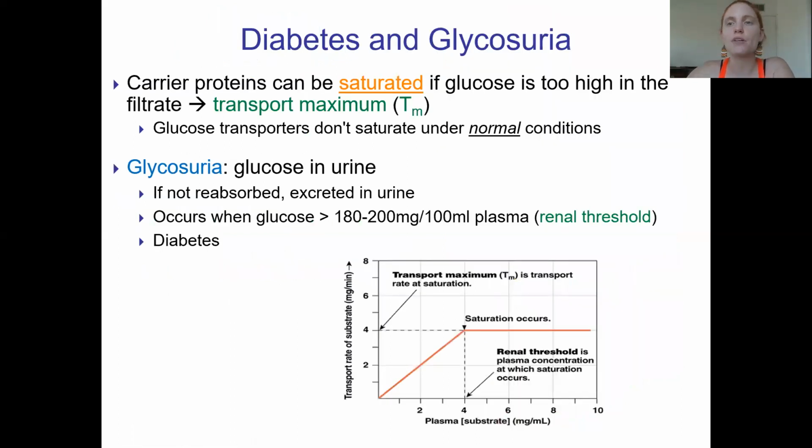Now let's talk about what happens with diabetes. So for diabetes, the amount of glucose in the blood is very, very high because without insulin or with insulin insensitivity, you're unable to get the glucose into the cells because you don't have glucose transports in the cells of the body, so they can't bring it in. And if the cells can't bring the glucose into them, it's going to be very high in the blood. It'll just be left in the blood. And so that means that when you're filtering the blood at the glomerulus, you're going to have a ton of glucose in the filtrate. Okay?